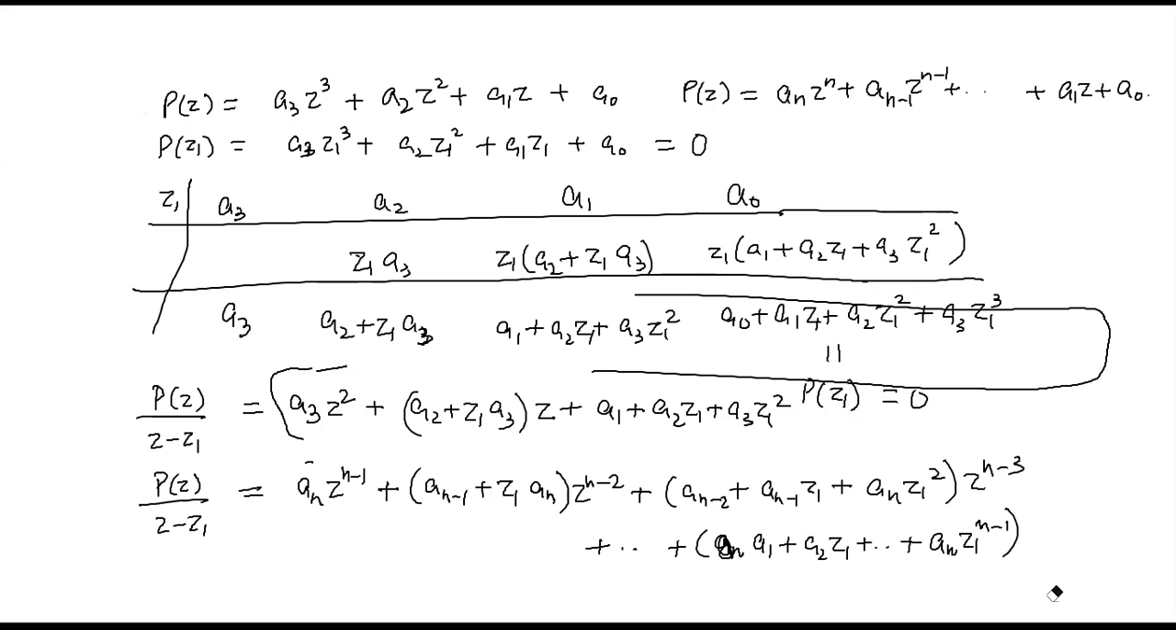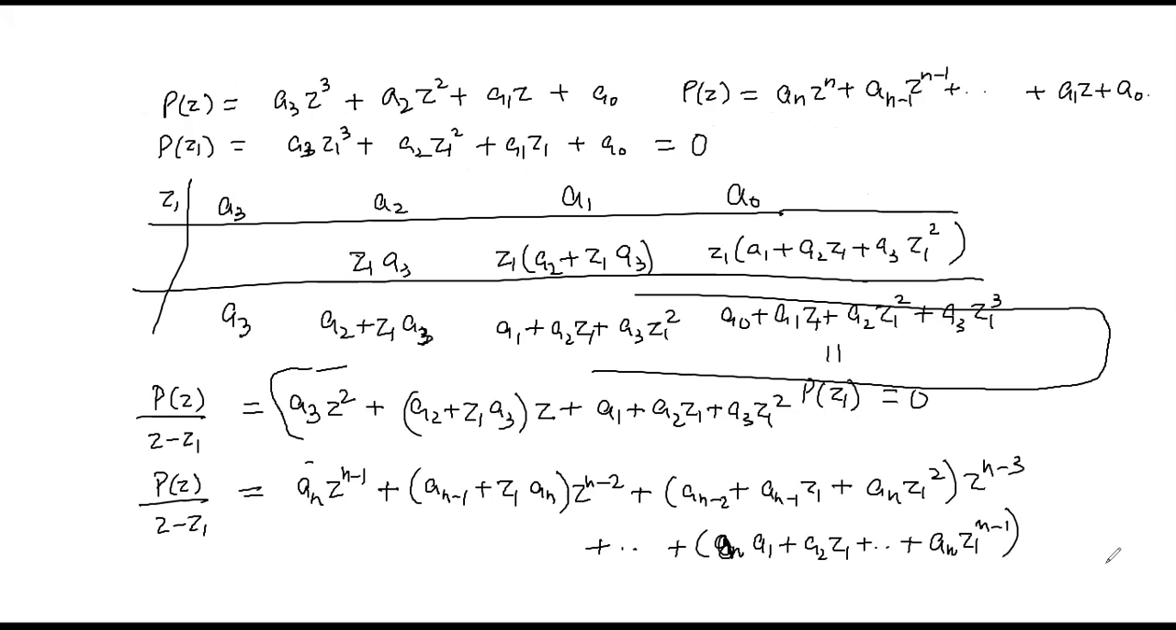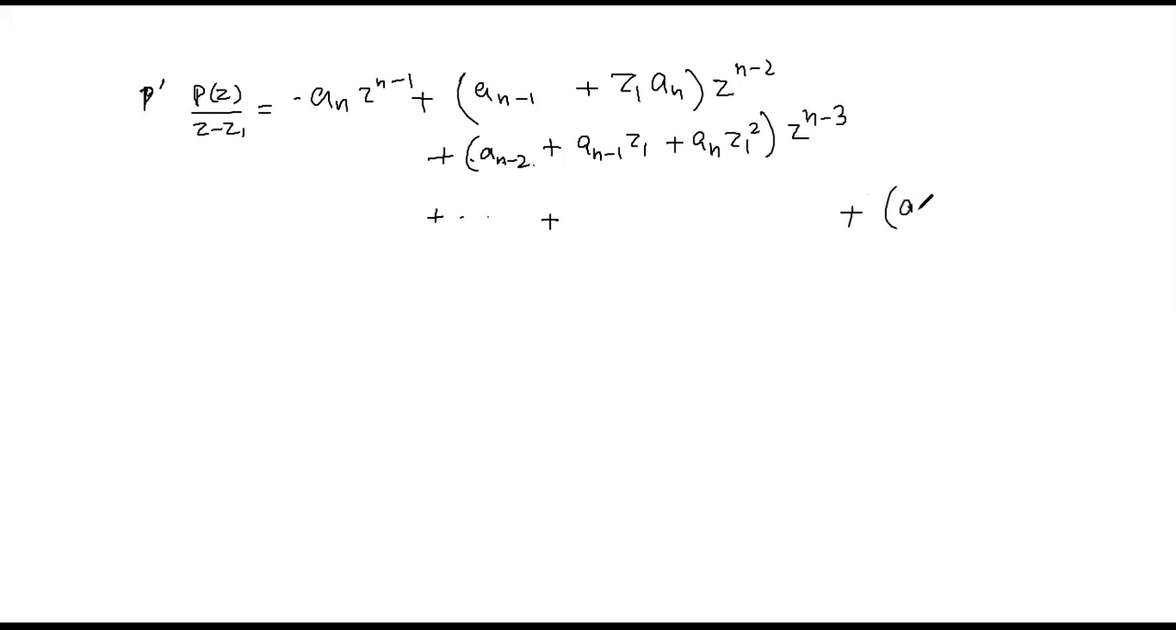Right, so it should be, बड़ा गड़बड़ हो रहा है, an minus 2 plus an minus 1 into z1 plus an into z1 square whole multiplied by z raised power n minus 3 plus so on and so forth. I should have a constant term here. What was that? Okay, you go from a1 to an. So you have a1 plus a2 into z1 plus so on and so forth up to an into z1 raised to power n minus 1.